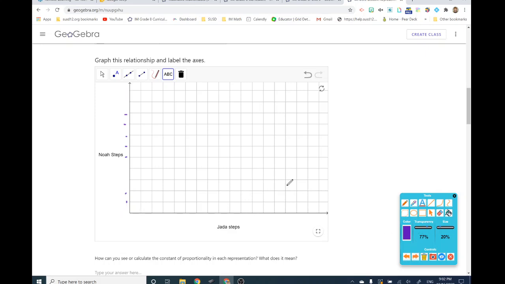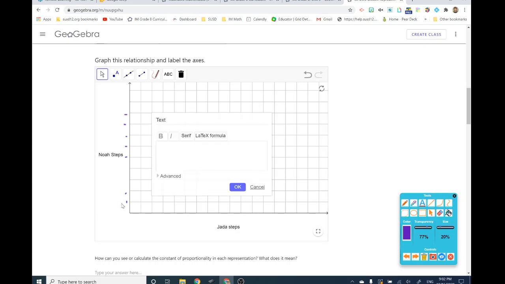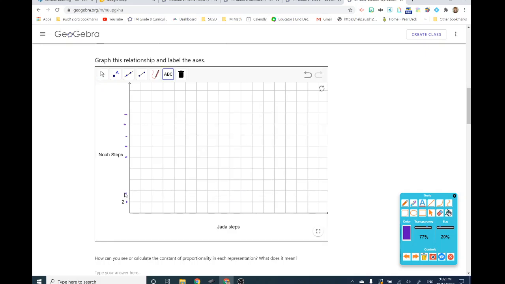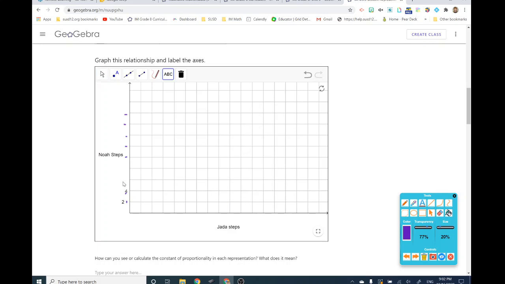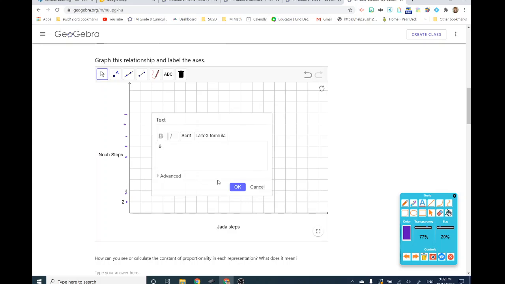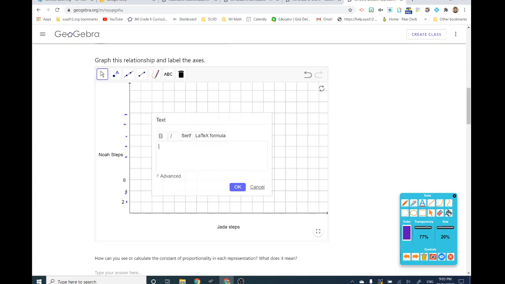Okay, so we're going to label that with GeoGebra tools. Get the text tool here, and then you're going to actually type in the scale yourself. So the first tick mark is 2 units. And the second tick mark is 4 units. And the next tick mark is 6 units. Use the text tool and go all the way to the top.